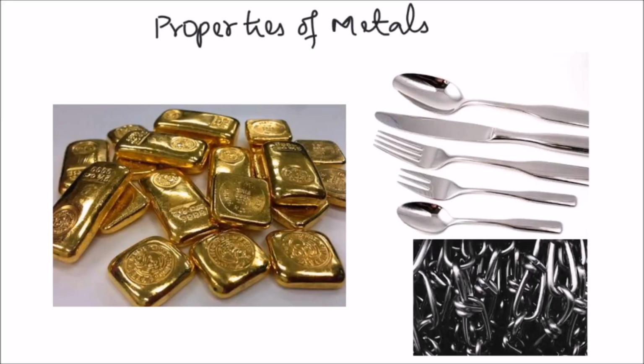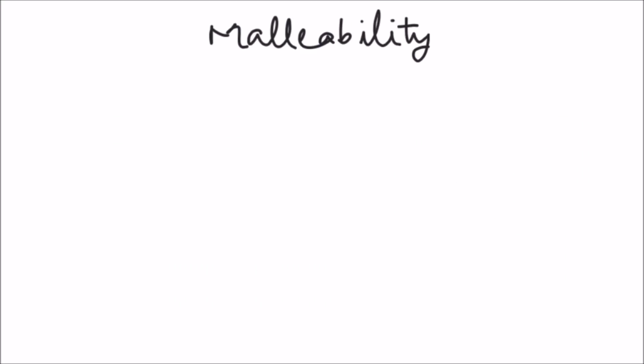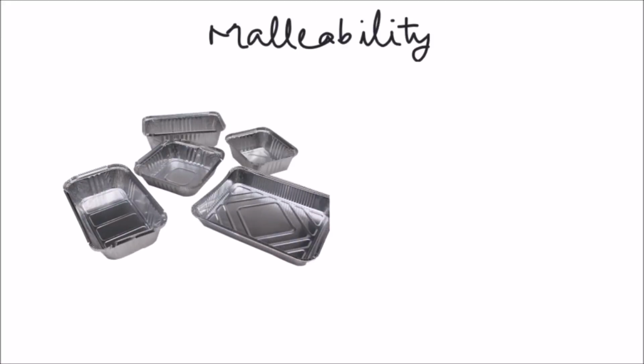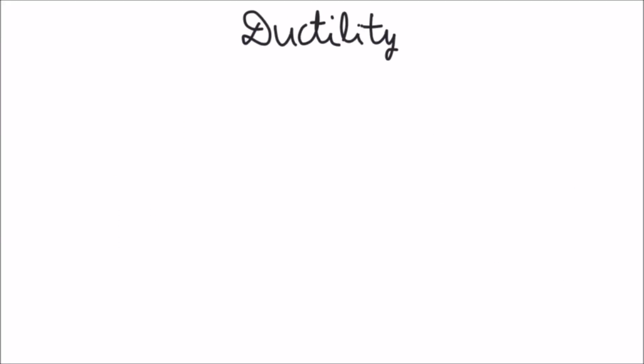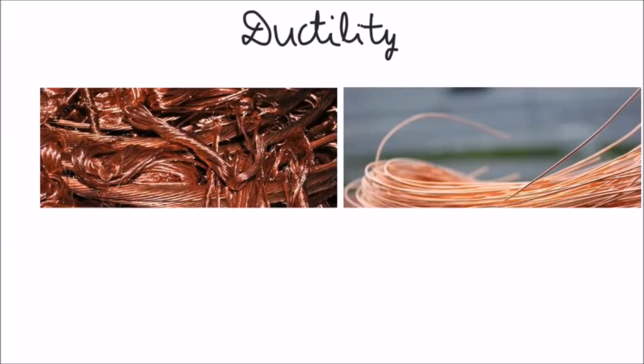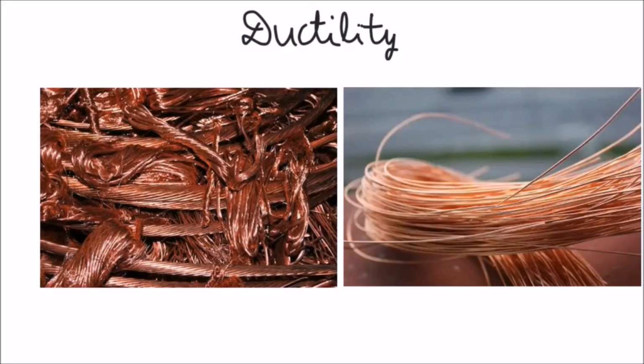sodium, which is soft. The next property is called malleability, which means the ability of a metal to be drawn into thin sheets. Various metal sheets, such as aluminum foils, are used in our day-to-day life. And the next property is called ductility, which is a property of metals that allows them to be drawn into thin wires. Copper and aluminum wires are generally used in electrical conductivity.